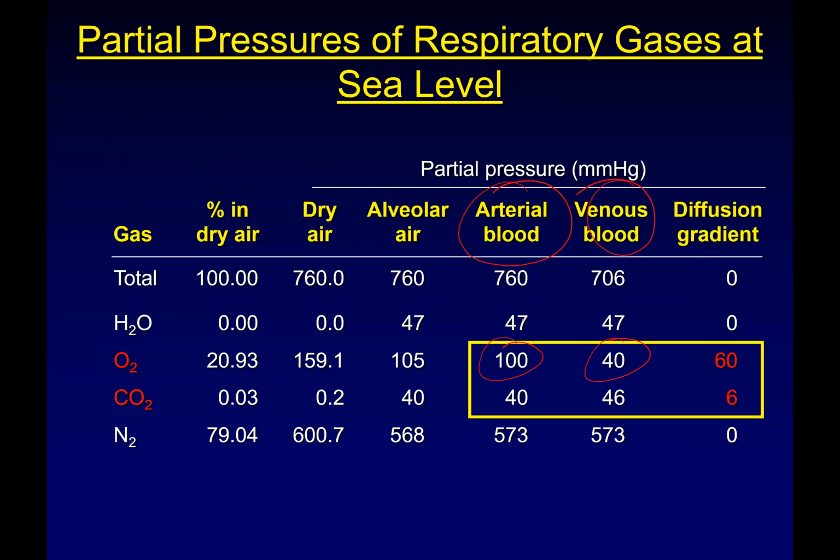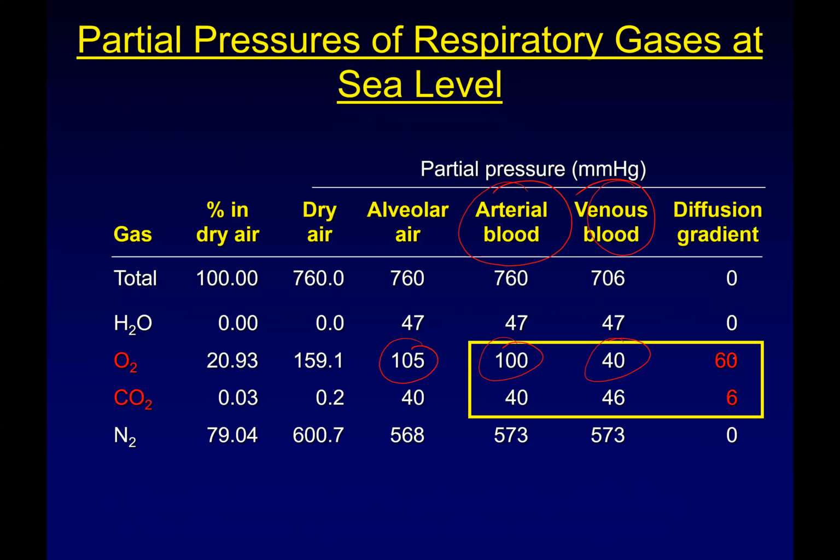Okay. So in alveolar air, there's about 105 millimeters of mercury of O2 partial pressure. Venous blood is at about 40, and this is at rest, okay? So there's this very, very large diffusion gradient for oxygen. So oxygen is going to want to move from the alveoli into the capillaries.